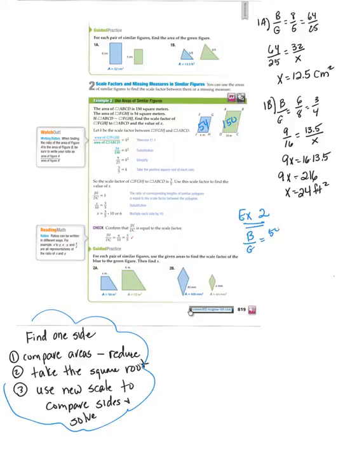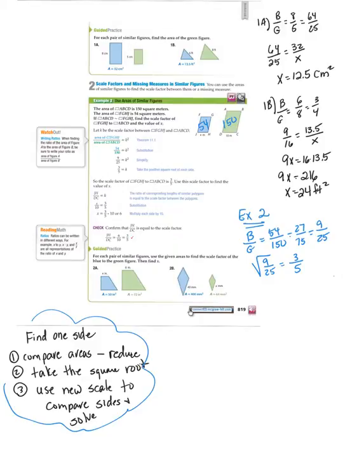So again, I'm going to keep my blue to green ratio. So I'm going to have 54 is to 150. Let's see, let's start reducing that. That's 27 to 75. Divide by 3. It's reduced. That's 9 over 25. Then I'm going to take the square root of that. So my linear scale factor is 3/5.